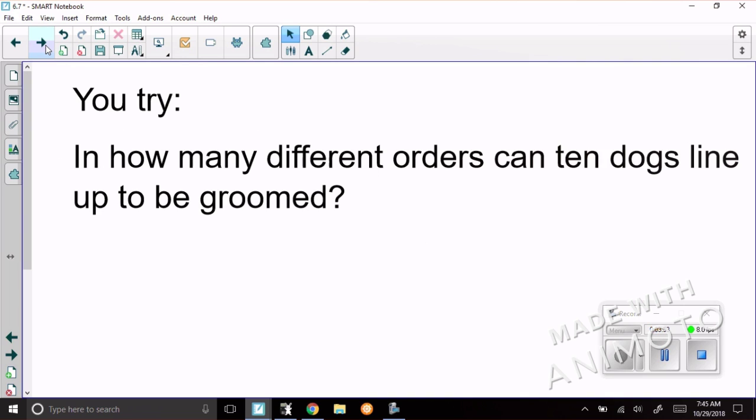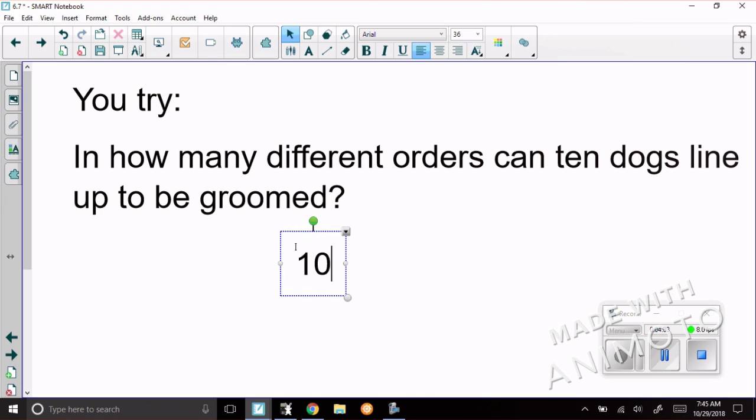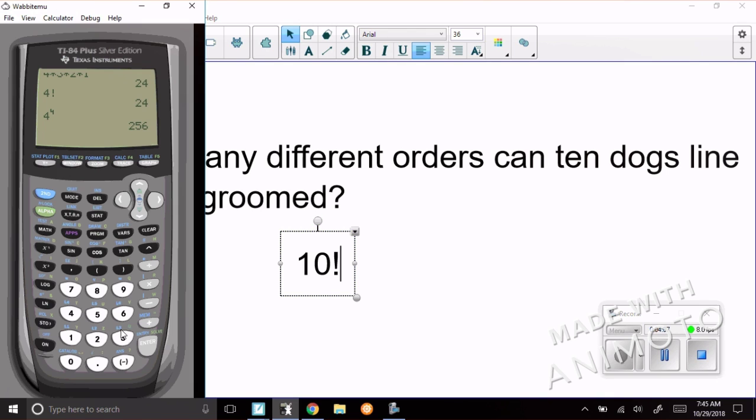Okay, let's look at another. So you try, pause the video, try it. How many different orders can 10 dogs line up to be groomed? Okay, pause the video. And it is 10 factorial, which when we type that in our calculator, math over to probability, option 4, it is 3,628,800.